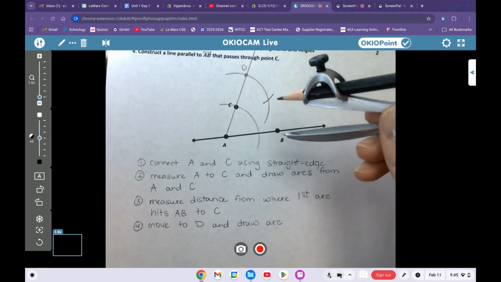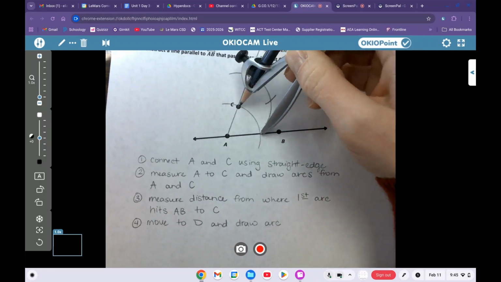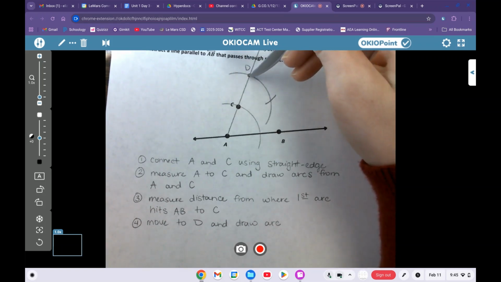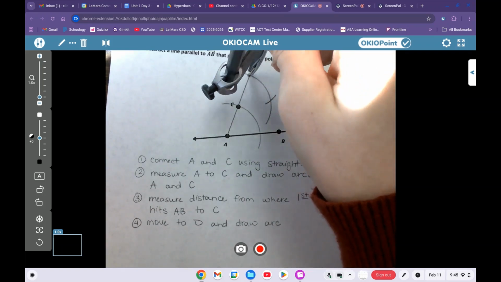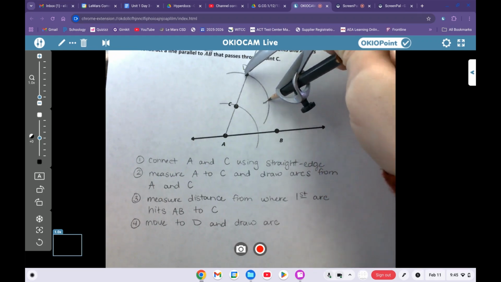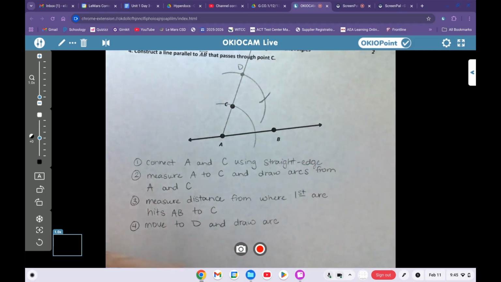Okay, I'm going to repeat what I just did. I've got my measurement from step 3. That's from that intersection to C. I'm going to put my pointer up here at D. I'm going to flip my pencil around, and I'm going to make a mark here. Okay, so I just made a mark right there, making like a little X.